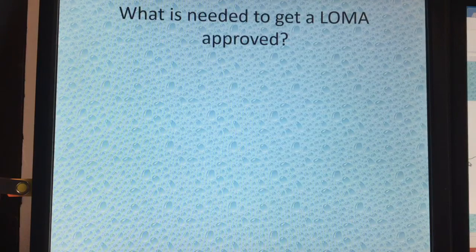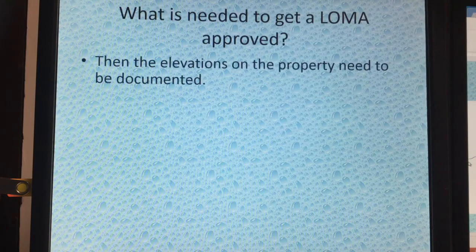Now, once you have the elevation of the 100-year event, then what we're going to need to know is what are the elevations on the property. Specifically, we're going to need to know two elevations called the lowest adjacent grade and the highest adjacent grade, or the LAG and the HAG. Basically, these are the elevations immediately outside the structure itself, not elsewhere on the property, but immediately outside the structure.